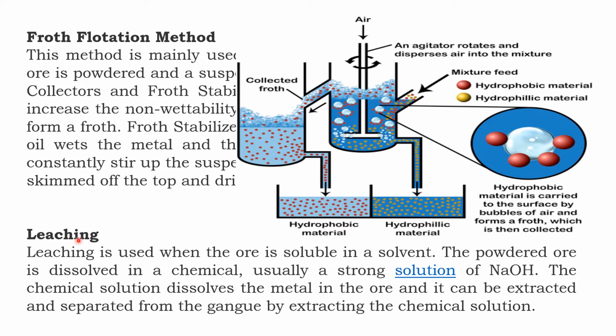Another method is leaching. Leaching is a simple technique. We use a suitable solvent and dissolve the ore in that particular solvent. Then that solution is extracted and separated by some other extracting process. You got it? In leaching, the ore particle is dissolved in a particular solution.